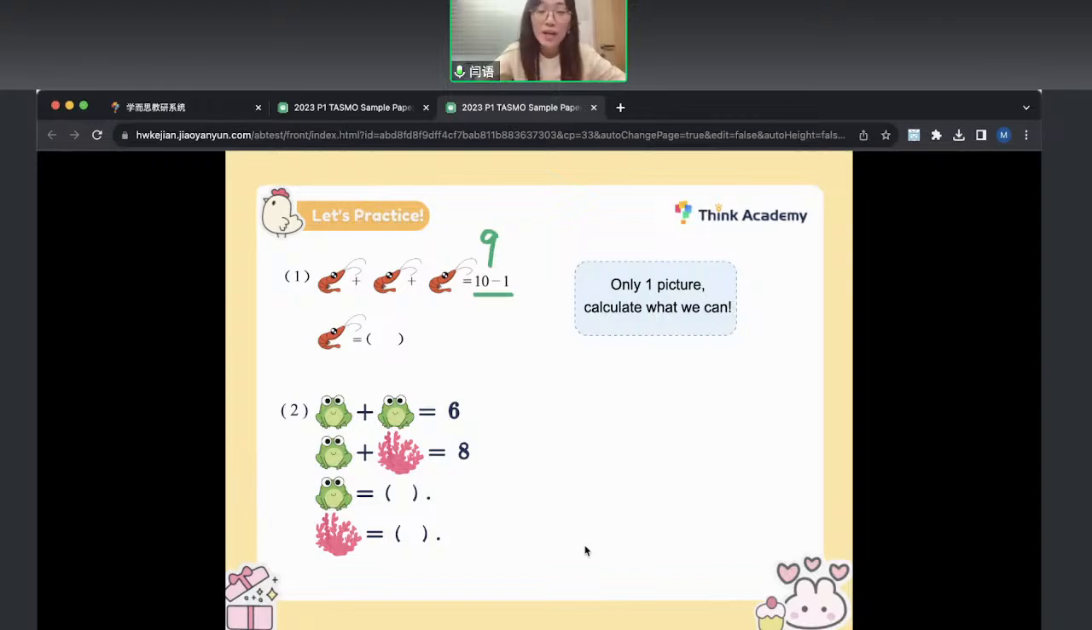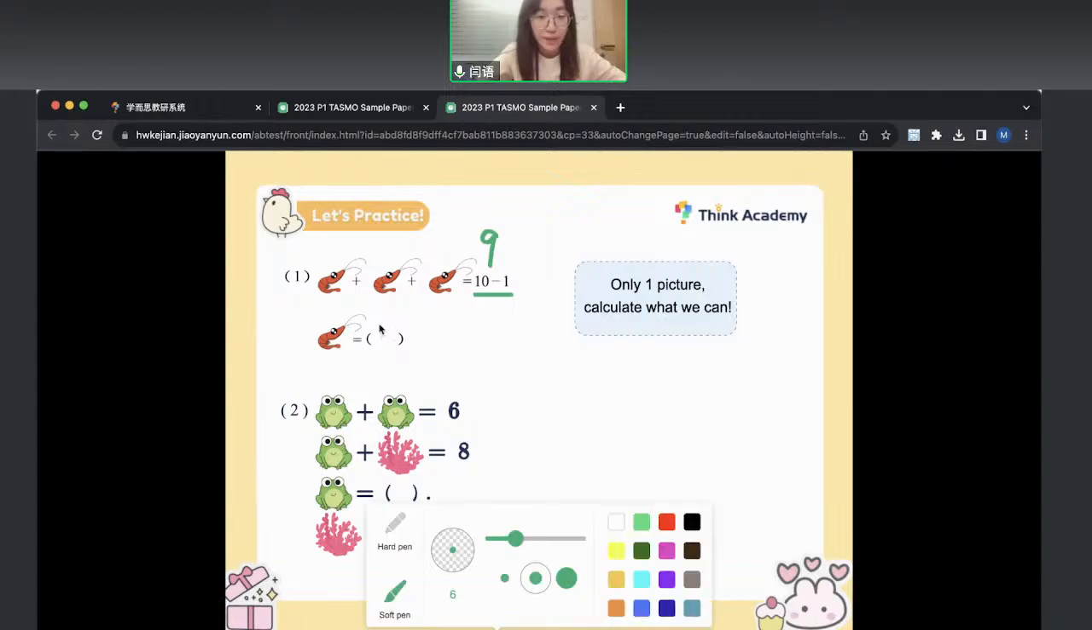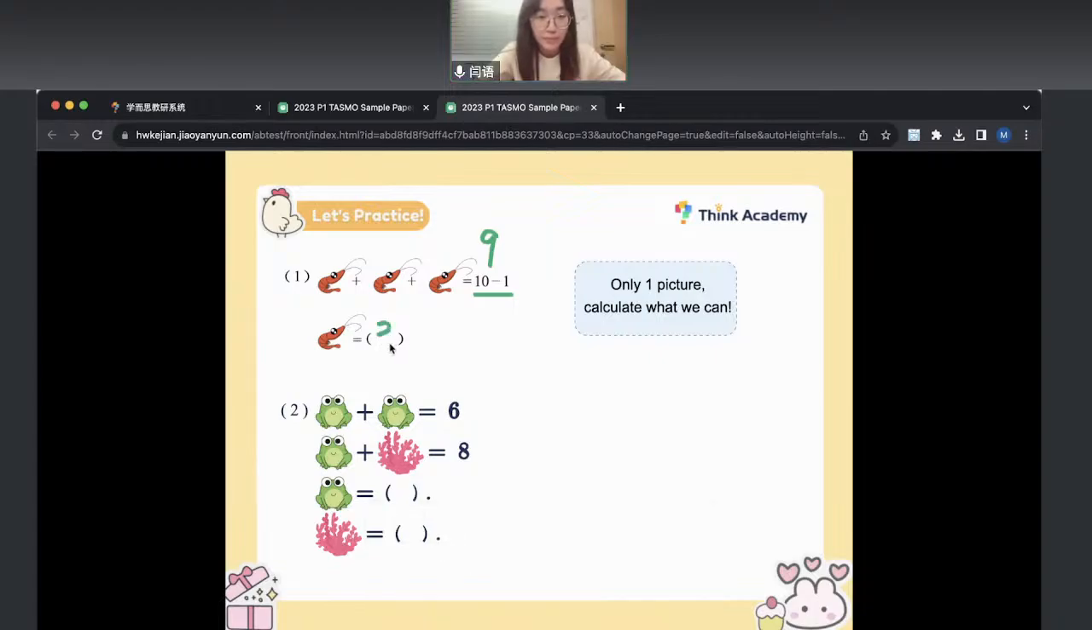Frog plus frog equals 6. Frog plus coral equals 8. So what about the frog? What about the coral? Again, everyone try it first. Okay, try. What is the value of the frog? And what is the value of the coral?